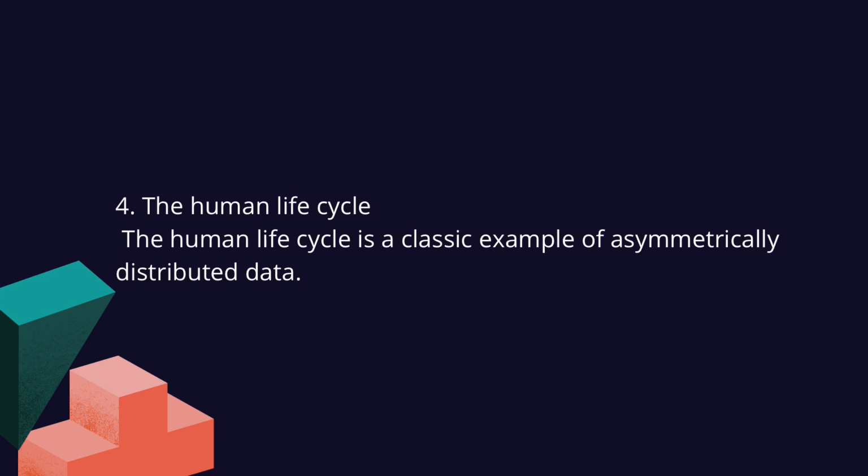The human life cycle is a classic example of asymmetrically distributed data. This is because most people tend to die after reaching an average age, while only a few people die too soon or too late. If such data is plotted along a linear line, most of the values would be present on the right side, and only a few values would be present on the left side. Hence, the representation is clearly left skewed.